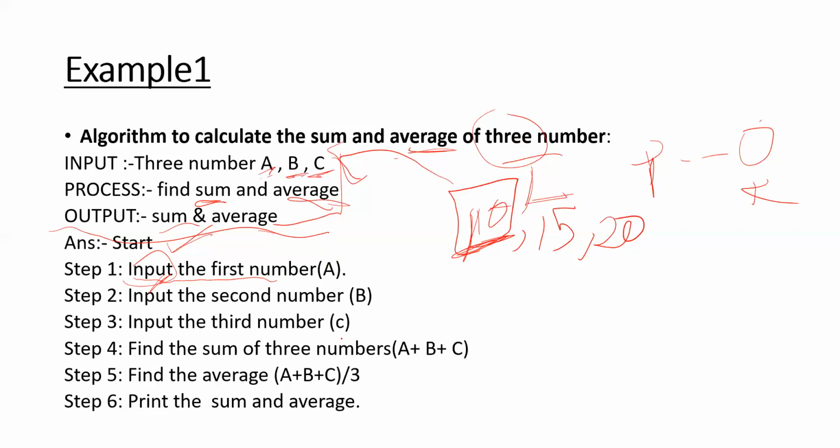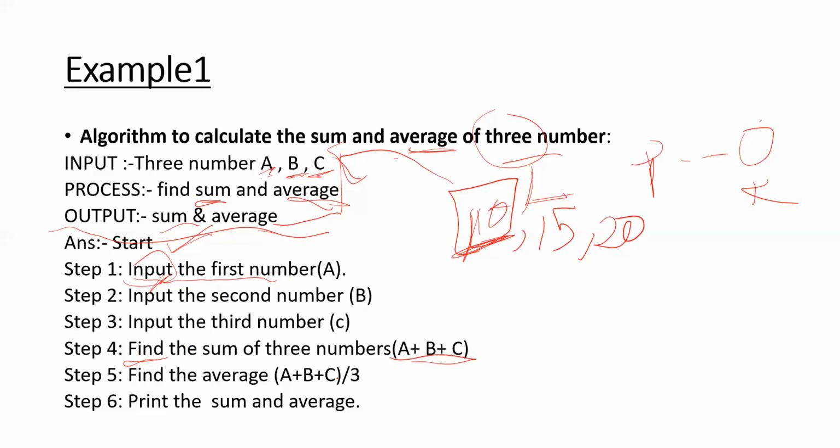So input the first number. First I should input the value, then only I can find out the sum and average. So that's why first I will input the first number, then the second number, then the third number. Okay, and find the sum. That's the keyword, find. You can write it directly, so the other person can understand what you have to do. You have to add these 3 numbers.